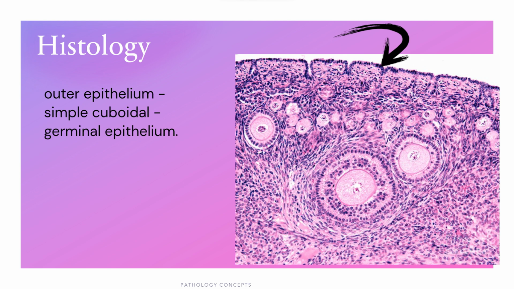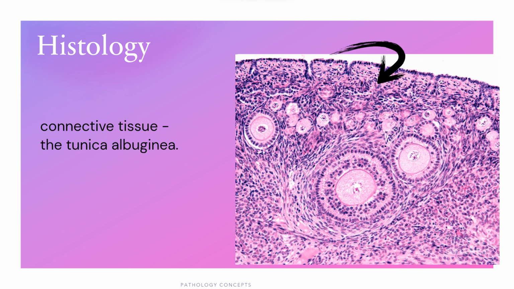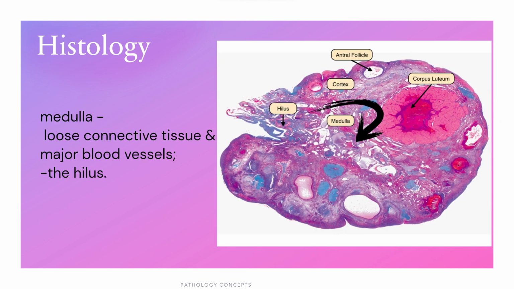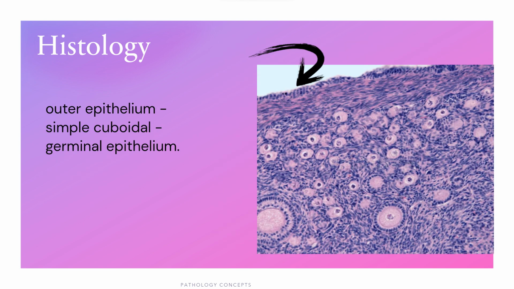Now let's learn about the histology of the ovary. The outer epithelium of the ovary is made up of simple cuboidal cells and it is called germinal epithelium. Underneath this layer is connective tissue made up of collagen, called tunica albuginea. The next zone contains ovarian follicles, which is called the cortex. Here follicles of different sizes and maturity can be seen. The most central zone is the medulla. It is made up of loose connective tissue and contains major blood vessels. This region is also called hilus. The germinal epithelium is made up of simple cuboidal epithelial cells.